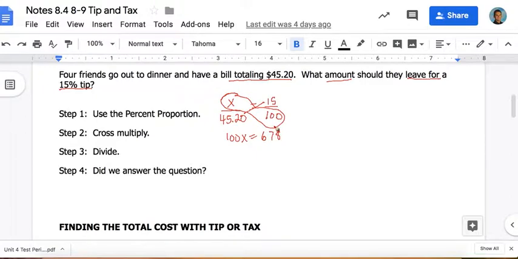Now the opposite of multiplication is division, so we're going to divide both sides by 100. 100 divided by 100 is a 1 in disguise. So x will equal $6.78.